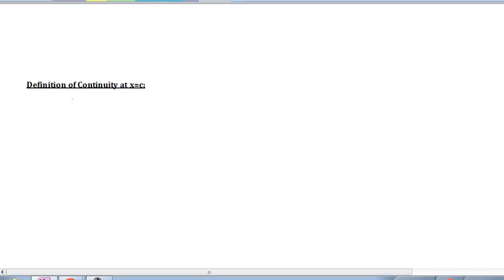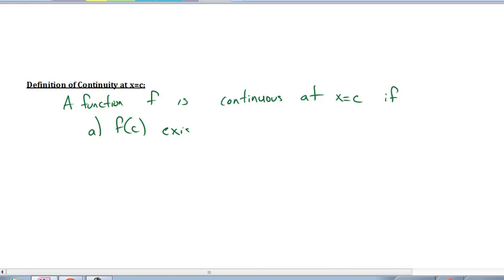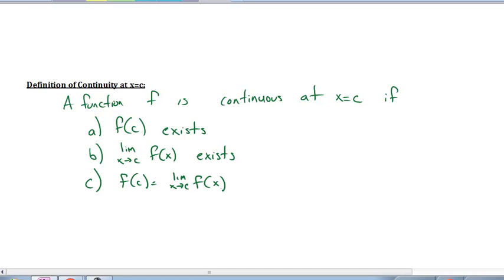Okay. So we say that a function f is continuous at x equals c if three things occur. 1, f of c exists, meaning that the height of the function exists at that point. 2, the limit as x approaches c of the function exists. And 3, the height of the function is equal to the limit as x approaches c of f of x.